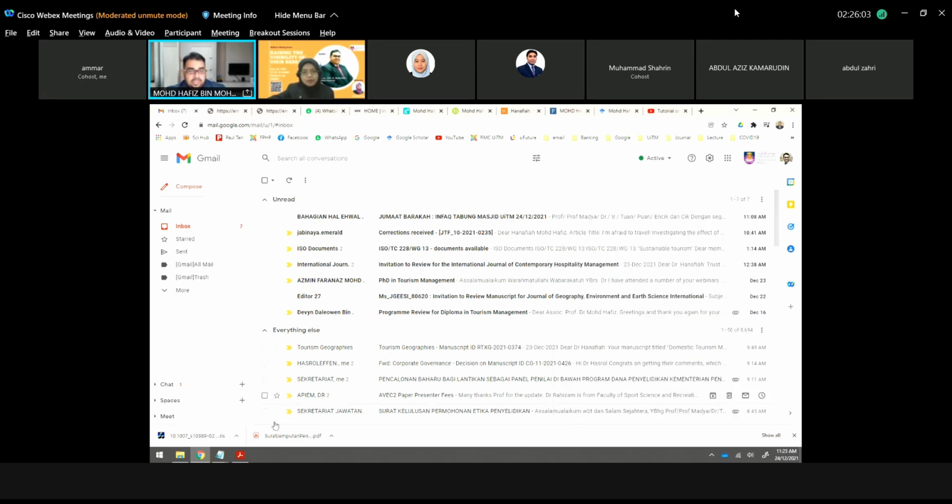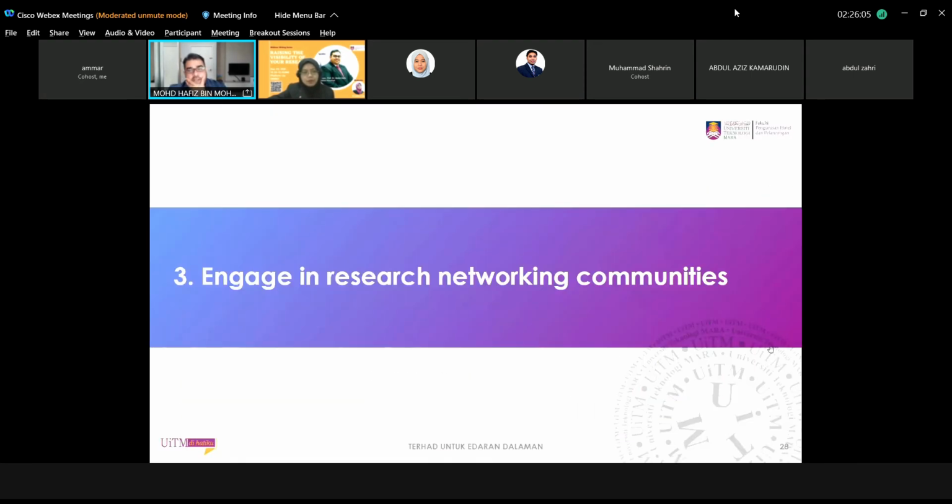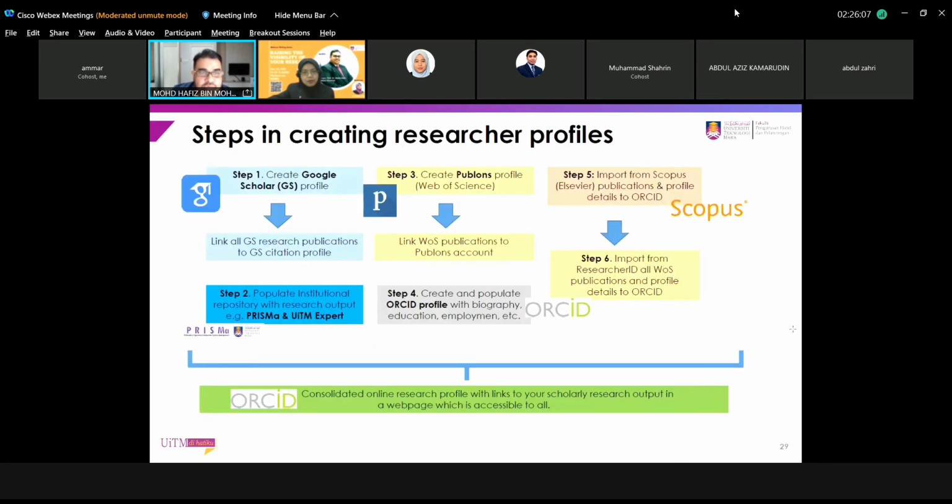And next is how to engage in research network communities. So inilah steps in creating a research profile. Ini a bit technical, saya bagi tahu step by step. Every researcher, katakan you ni baru masuk UiTM, eventually the first thing that you need to do is to create your Google Scholar profile.